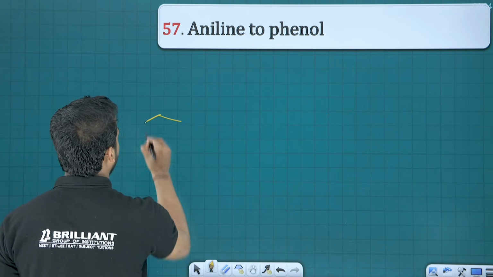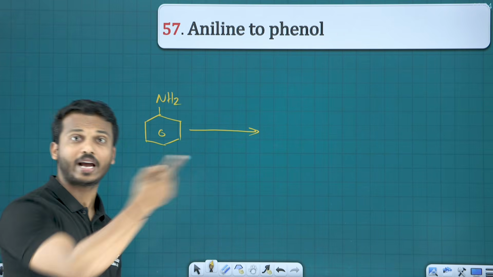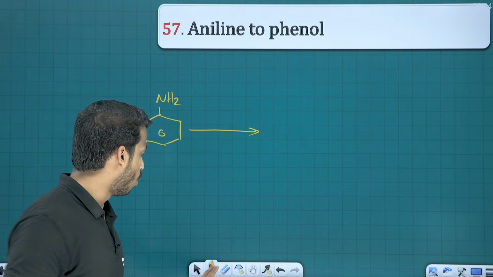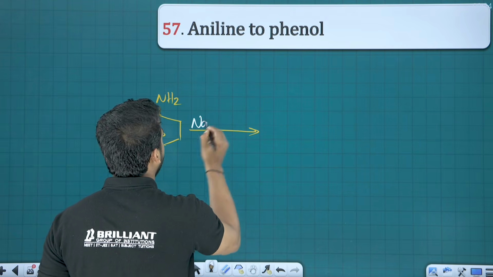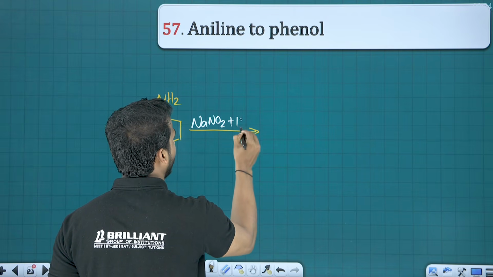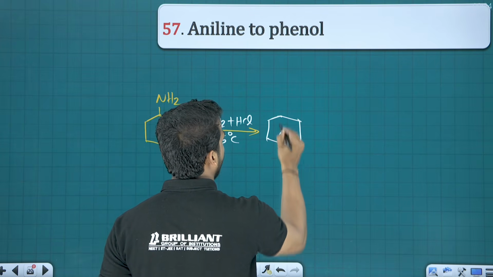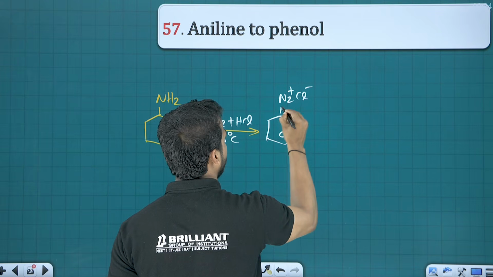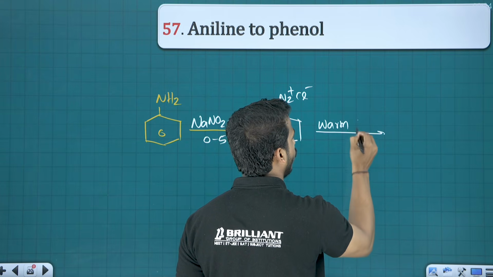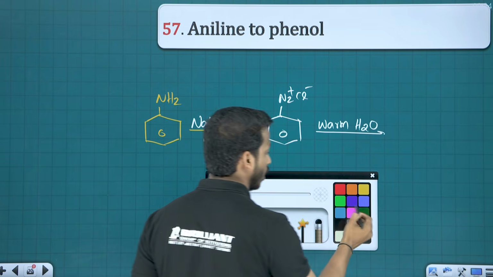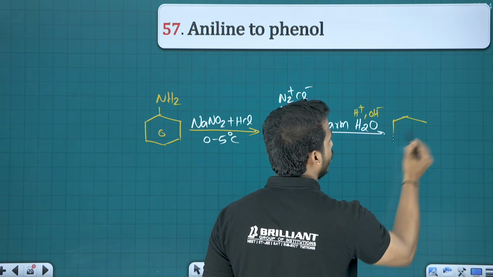Next, aniline to phenol. First do diazotization. Don't directly do the reaction with warm water. What is diazotization? Aniline treated with sodium nitrite, NaNO2, and HCl at 0 to 5 degrees Celsius. That becomes N2Cl, benzene diazonium chloride. When you treat benzene diazonium chloride with warm water, what ions are present? H plus and OH minus.